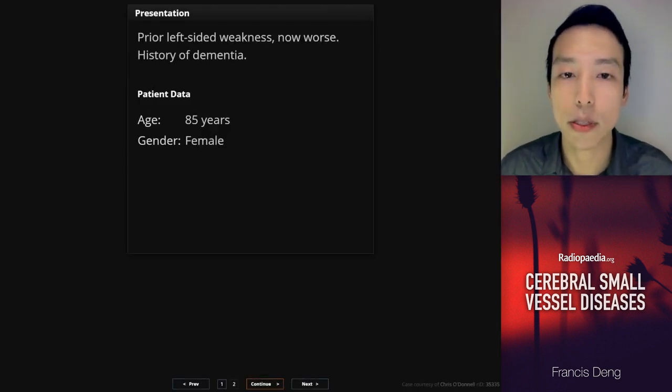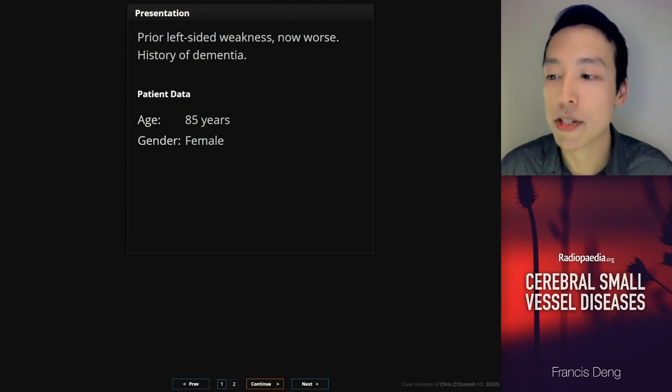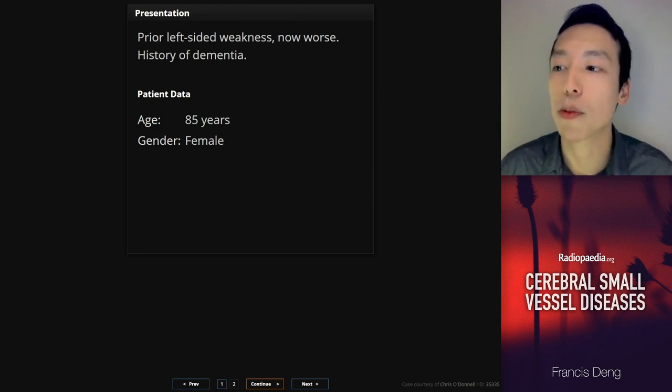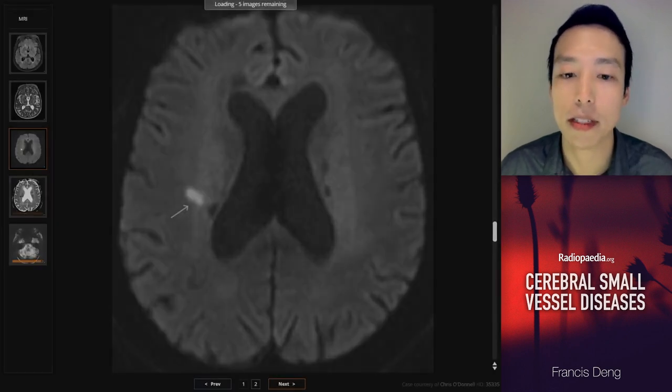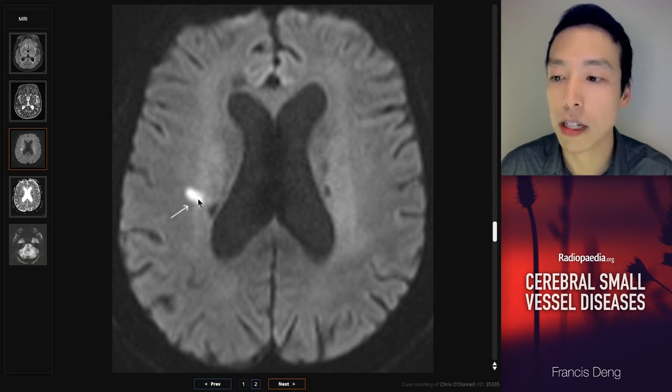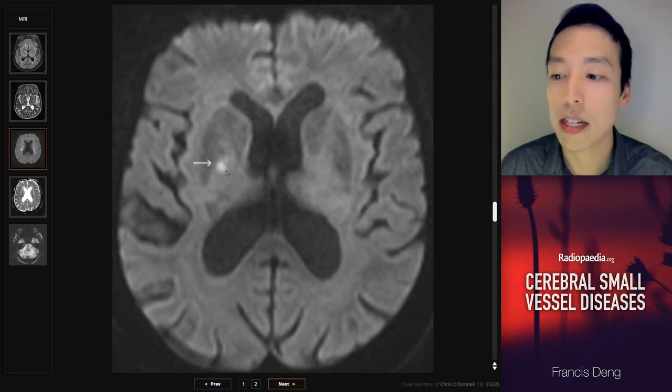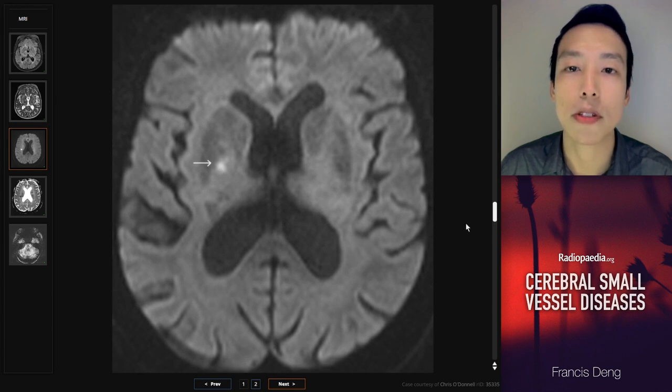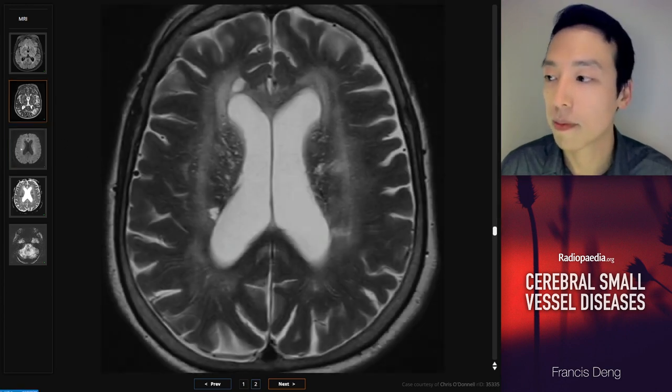Now, let's take a look at an example. Here's an 85-year-old female who presented with a history of dementia and left-sided weakness before, but now they have worsening left-sided weakness. On DWI, we see evidence of a recent small subcortical infarct here in the corona radiata, extending into the posterior limb of internal capsule that would explain their focal neurologic deficit.